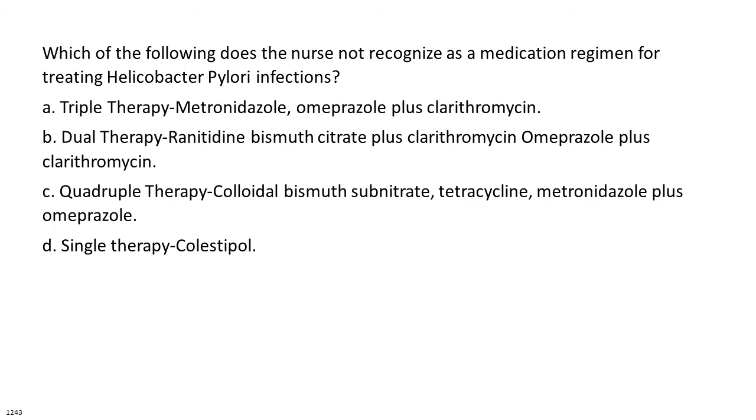Which of the following does the nurse not recognize as a medication regimen for treating Helicobacter pylori infections? A. Triple therapy: metronidazole, omeprazole plus clarithromycin. B. Dual therapy: ranitidine bismuth citrate plus clarithromycin, omeprazole plus clarithromycin. C. Quadruple therapy: colloidal bismuth subnitrate, tetracycline, metronidazole plus omeprazole. D. Single therapy: colstipol.